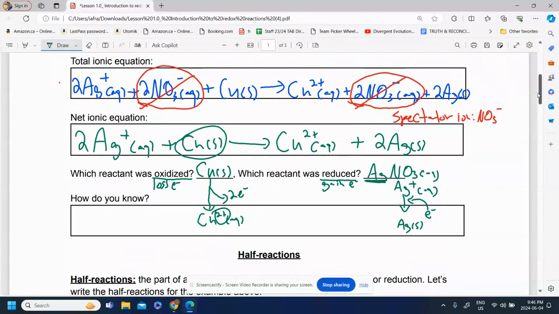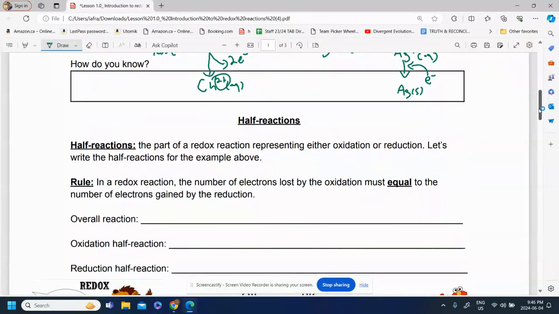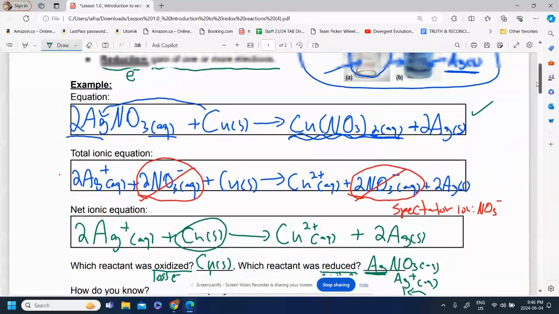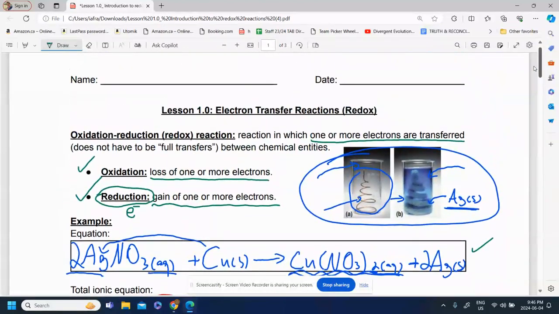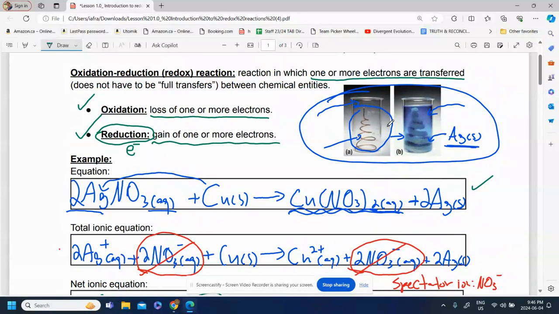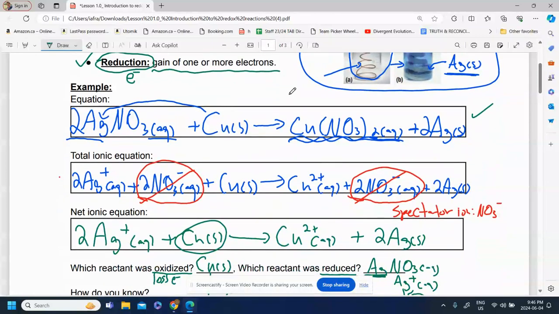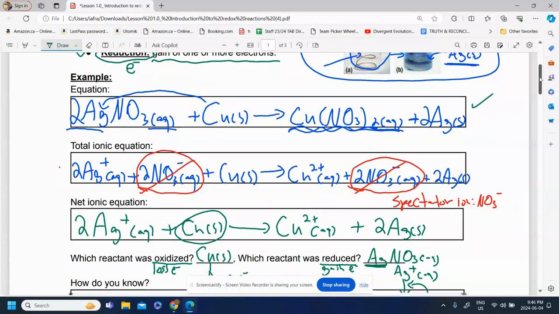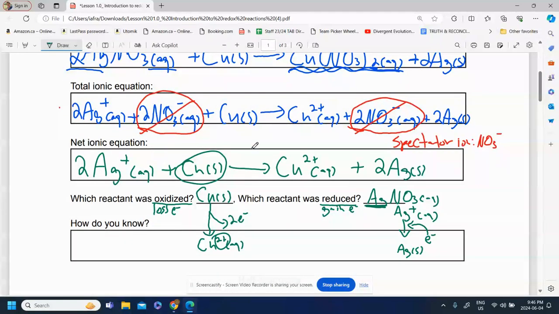So in the next video, we're going to take a look at the concept of half reactions. But for now, get the idea that if you have a reaction, especially these reactions that are single displacement or even double displacement based, what you must do is write out the total equation. You write a total ionic equation so you can see charges and what's actually reacting and what's not. And you write a net ionic. And that net ionic makes it a little bit easier for you to see what was oxidized or reduced.